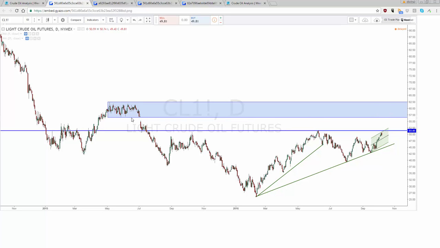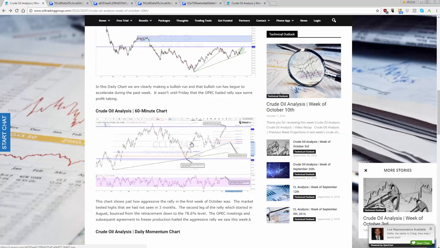That will be another significant area of resistance if we end up making it down, or correction if we end up breaking this level and going back up and continuing that rally. This will be an area that you'll find some significant resistance on that move back up.